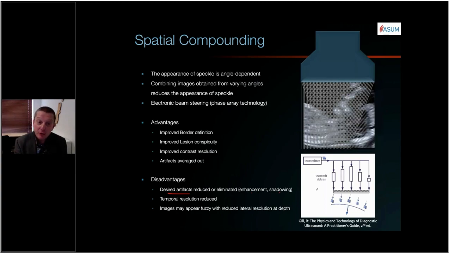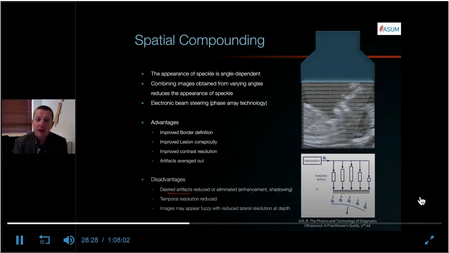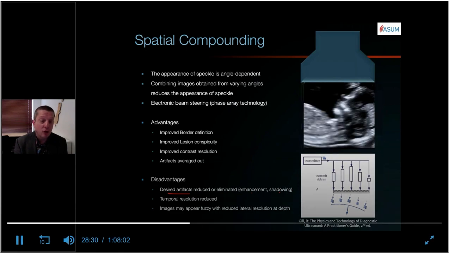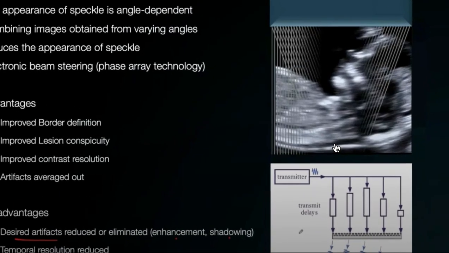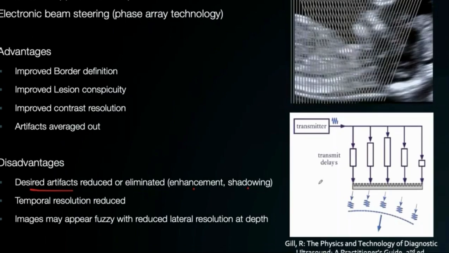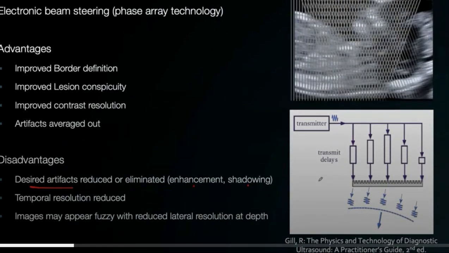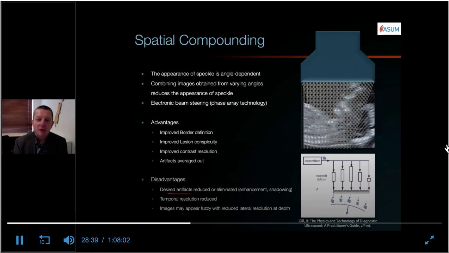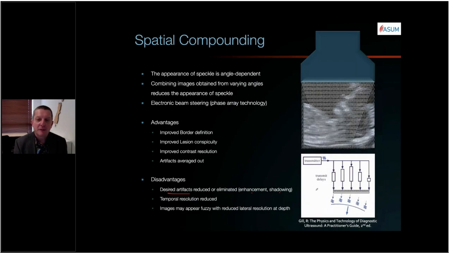If you are using shadowing, for instance, as a diagnostic criterion, and this might be in looking for renal calculi or looking for something sinister, such as a breast malignancy with microcalcifications, you need to be mindful that spatial image compounding will tend to remove these artifacts from the image. So sometimes the spatial compounding needs to be turned off.